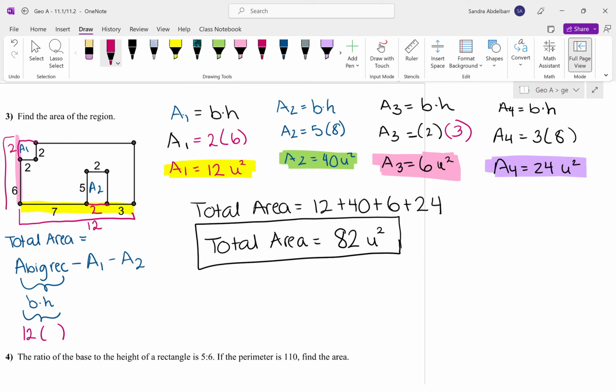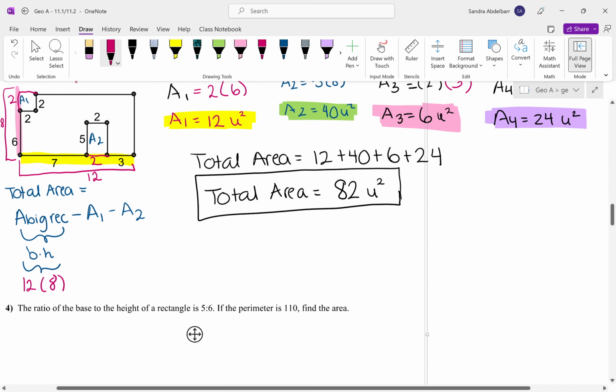The height is not 6, but opposite sides are congruent, so this is 2. What's our total height? 8. So we are 12 times 8, which is 96.